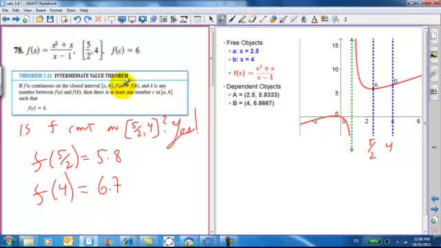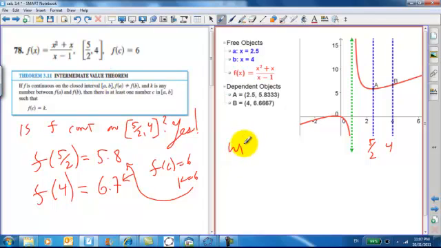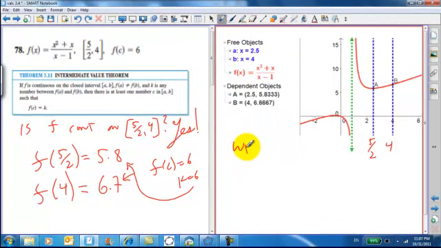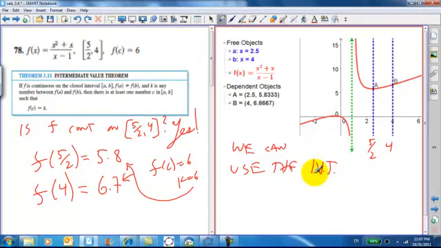And sure enough, those are not equal. So we've satisfied the next condition. F of a cannot equal f of b. And now here's that third condition. K is a number in between those two. And we've been asked to do f of c equals 6. So in this case, with f of c equals 6, we're setting k equal to 6. And that is in between those two values. So we've satisfied all the conditions of the intermediate value theorem, so we can use the IVT. We've got all the conditions for it.